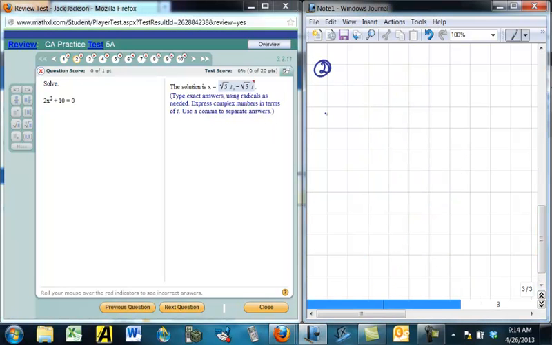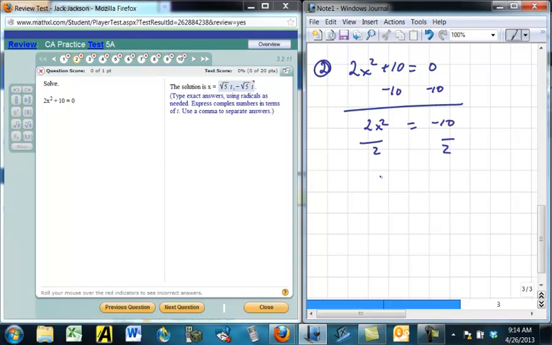Question number 2. 2x squared plus 10 equals 0. Again, we want to try to get the x squared by itself. So we're going to subtract 10 from both sides. 2x squared equals negative 10. Divide both sides by 2. x squared equals negative 5.